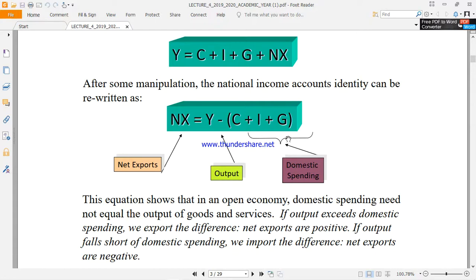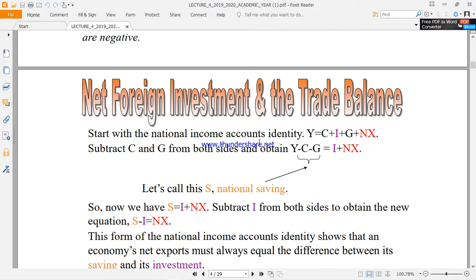So this then drives us to what we call net foreign investment and the trade balance. We understand that our equation has been modified because we've added net exports, which means GDP is now going to equal these four components: consumption, investment, government expenditure, and net exports.